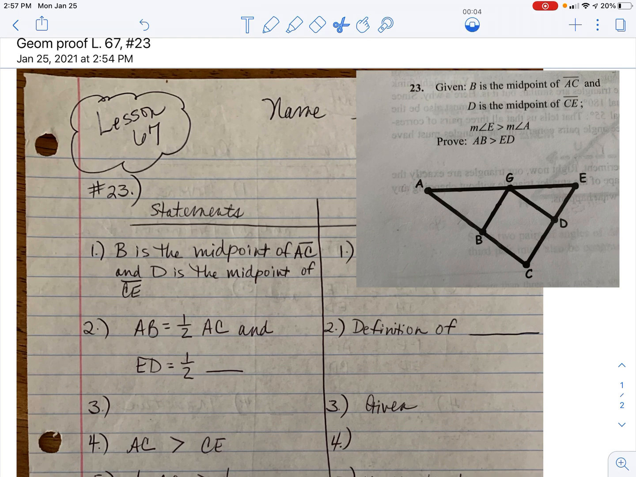Okay, Lexi, we're looking at lesson 67, number 23. If you'll look at the diagram and maybe jot that down on your paper so maybe you can take some notes along with this, or if you want to watch the whole video first so you can follow what's going on and then go back and fill it in, however you want to do it.